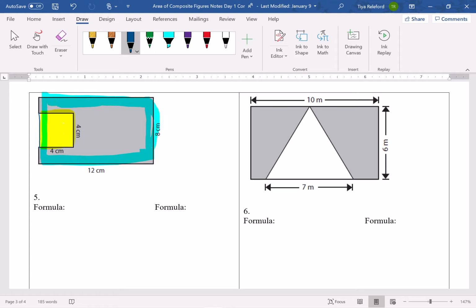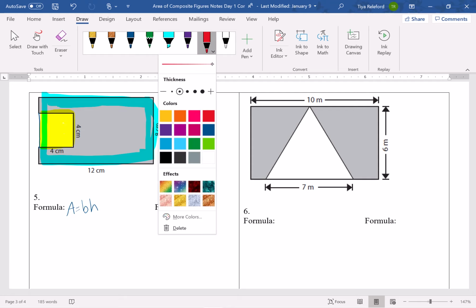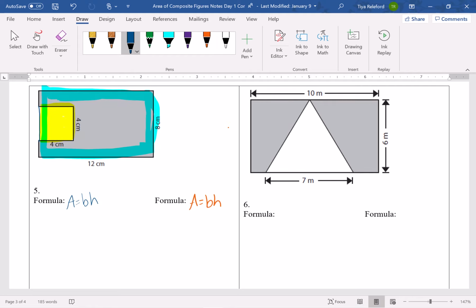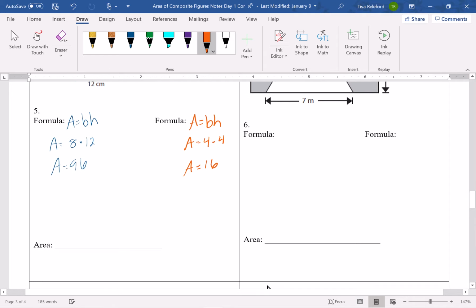So you're going to find the area of the blue square, and then you're going to find the area of the yellow square or rectangle, and then you're going to subtract. You're taking out that yellow square. So the blue square, we have 8 and 12. And the yellow square, we have 4 and 4. And your last step is going to be to subtract.